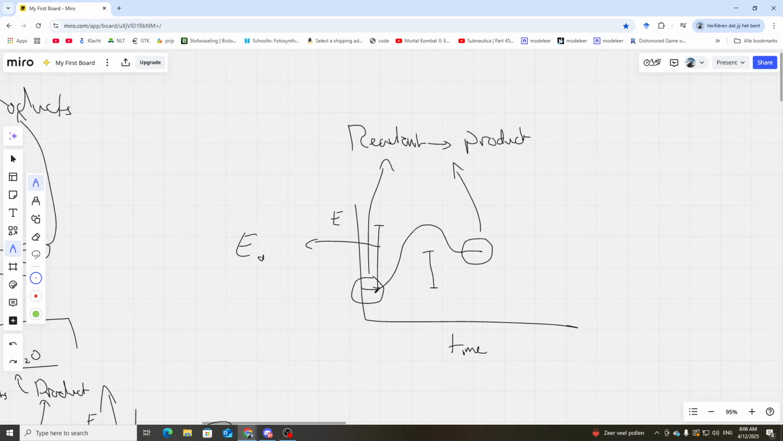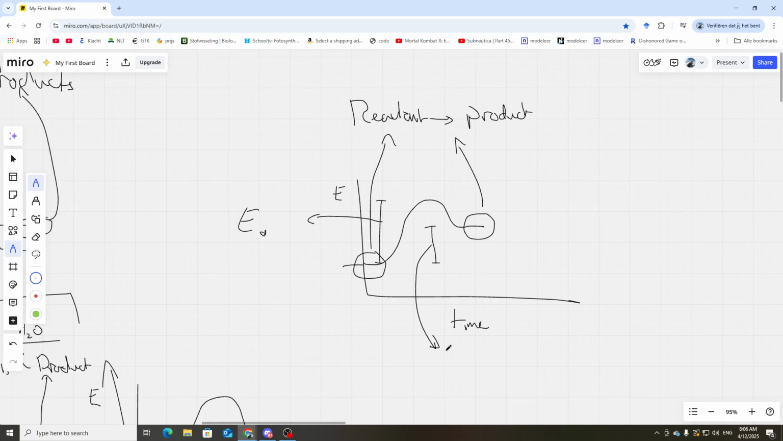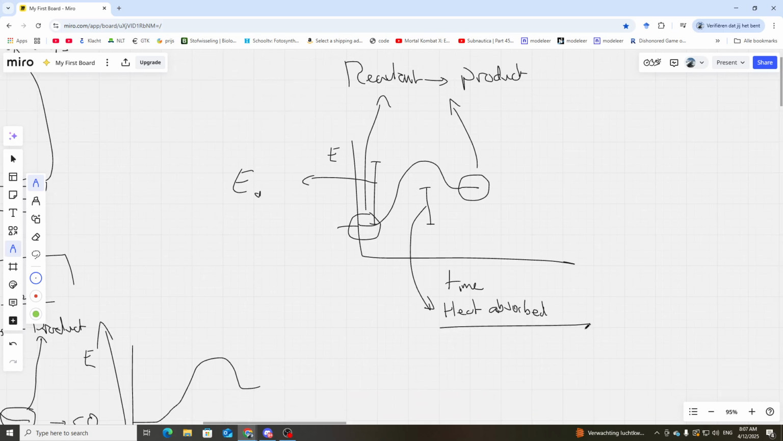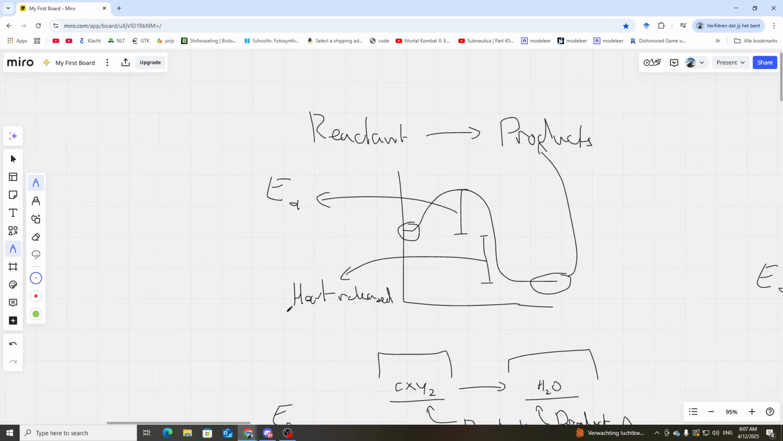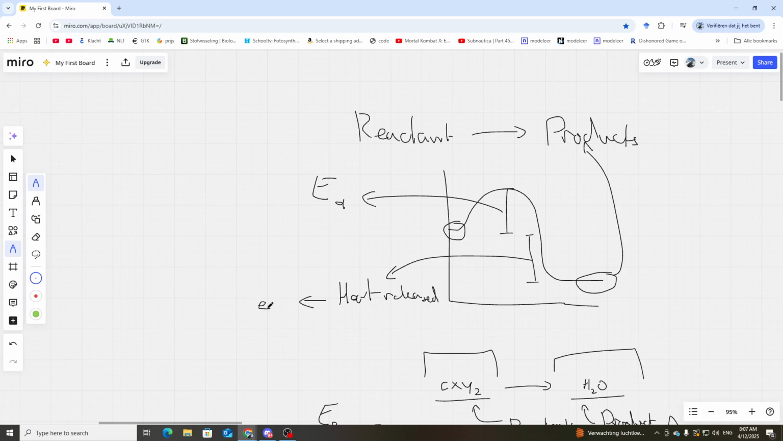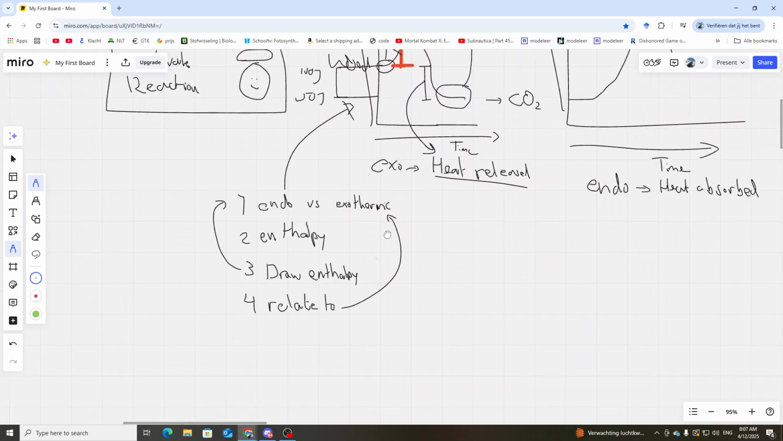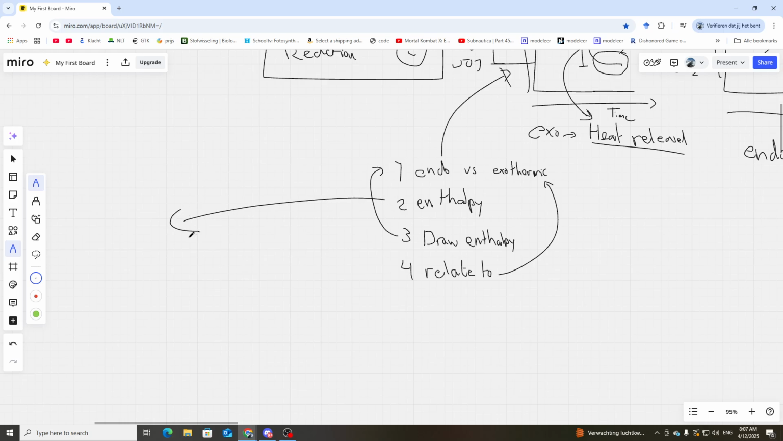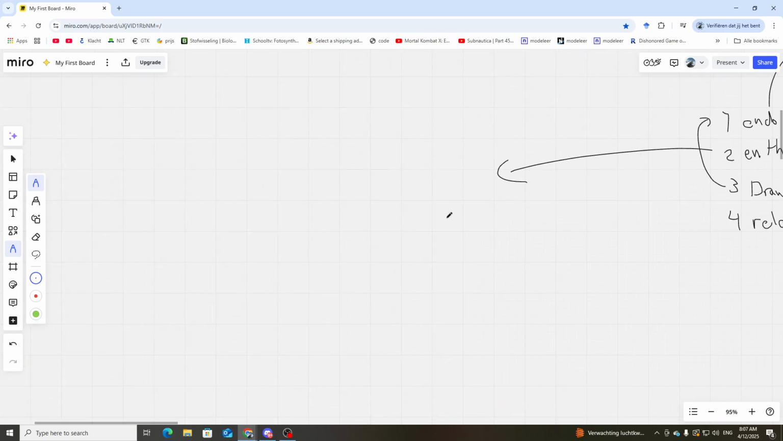That is my bad. So we have something with low energy starting over here, being turned into something with a higher amount of energy. So here, this is our heat absorbed to make that happen. Okay, so endothermic, heat absorbed. Exothermic is heat released. Cool, that's those two. Then let's continue with enthalpy because they are very closely related to each other.